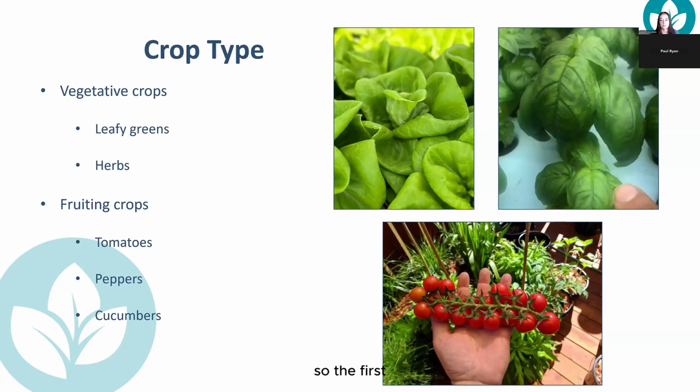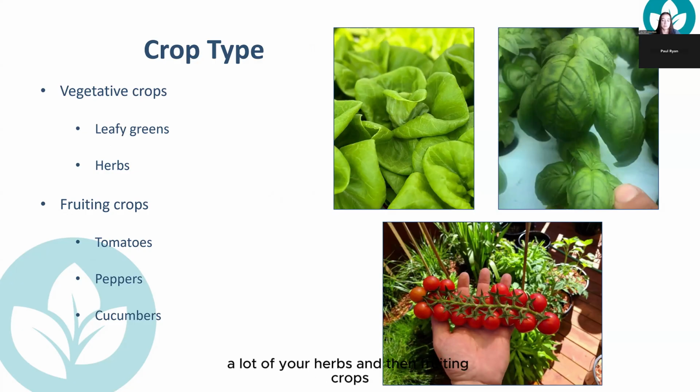So the first obstacle that we face is the crop type. What type of crop are you going to be growing? Because different crops have different nutrient requirements. For most of these systems, we can break out the crop type into two main types, being vegetative and fruiting crops. Vegetative crops are going to include most of your leafy greens, a lot of your herbs.